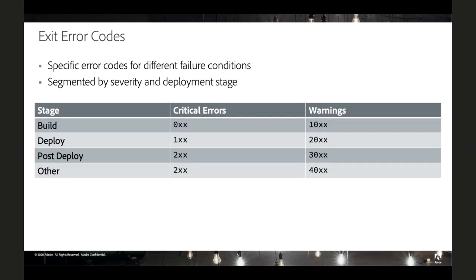As you can see from this table, these codes are roughly segmented based upon their severity as well as what phase of the deployment process they came from. So errors from the build phase are all less than 100. Errors from the deployment phase are in the 100 to 200 range. Post-deploy and more general errors have a little bit of an overlap in the 200 range. And then warnings are in the 1,000, 2,000, 3,000, 4,000 ranges, respectively.